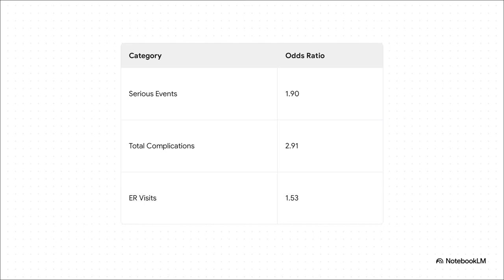Serious adverse events, nearly 2 times higher. Total complications, nearly 3 times higher. And specific abortion-related visits are 53% higher. It's a consistent pattern that holds up across different continents, entirely different healthcare systems, and different severities of complications.